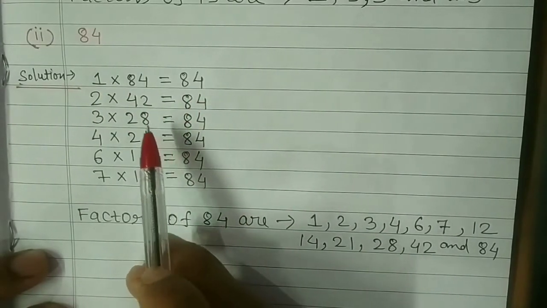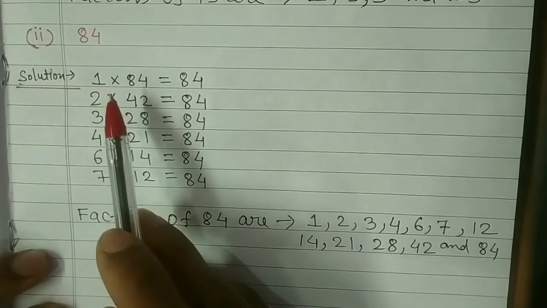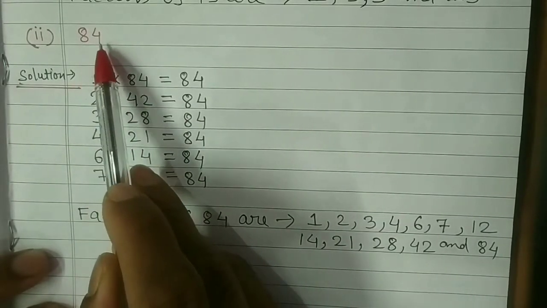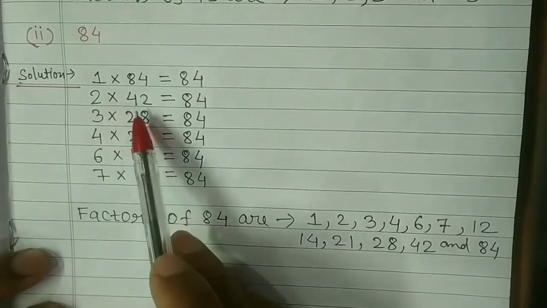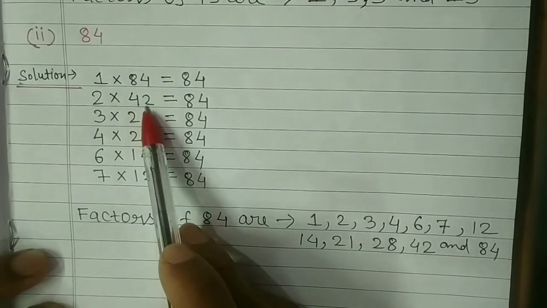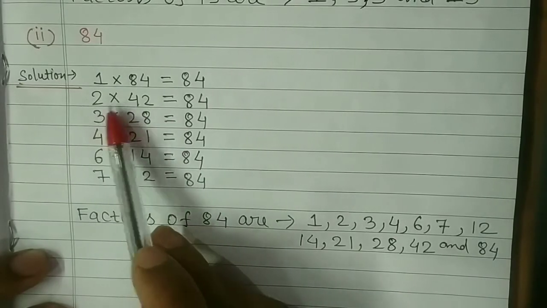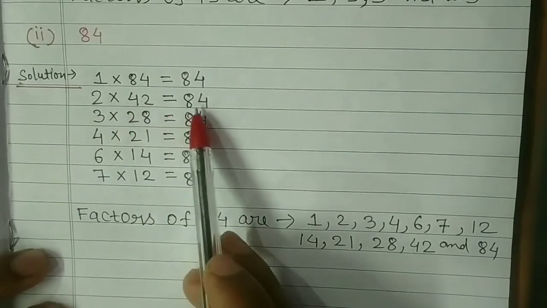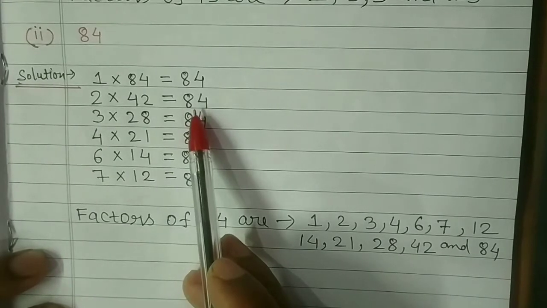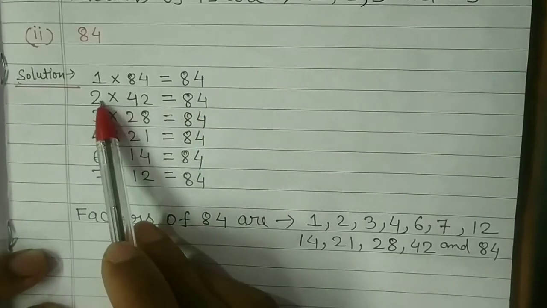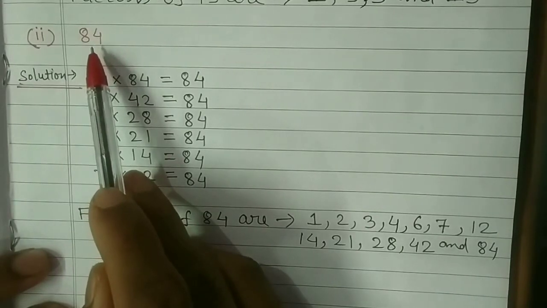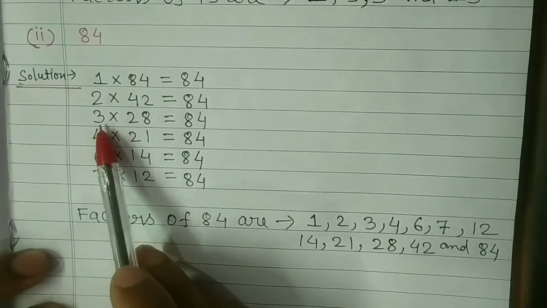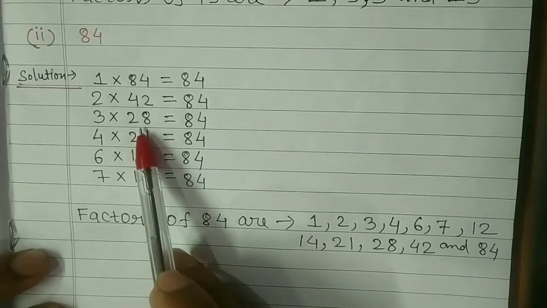Clear? Now after this number 1, the next number that will divide this 84 completely is number 2 and the quotient will be 42. So I have written 2 into 42 equal to 84. Clear? Now after this number 2, the next number that will divide this 84 completely is number 3 and the quotient will be 28.